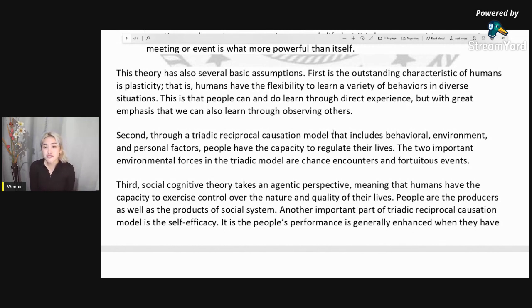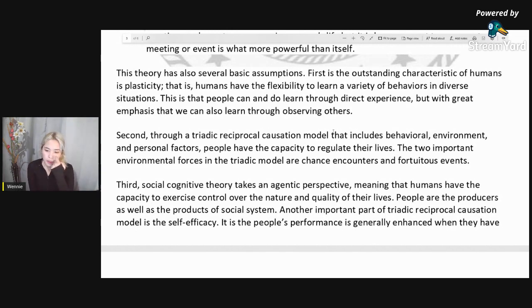And that affect your personality or your characteristic. So third is a social cognitive theory. It takes an agentic perspective, meaning that humans have the capacity to exercise control over the nature and the quality of their lives. People are the producers as well as the product of the social system.